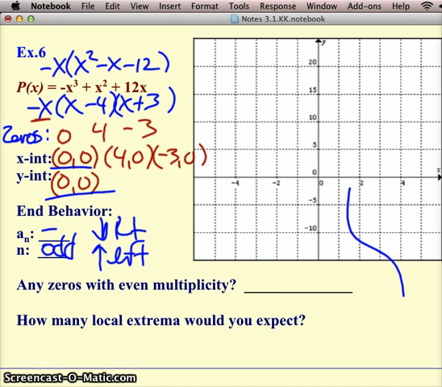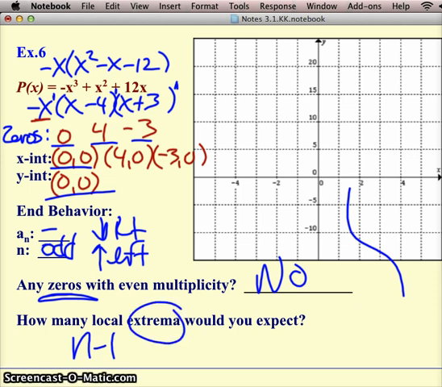Any zeros with even multiplicity? And when we say zeros, we're actually saying, does the 0 show up more than once in the list? Which it doesn't. It's the same as saying, what's the exponent on each factor? Well, they all have exponent 1, so this is a no. Extrema, 1 less than the degree, so it's degree 3, 2 changes in direction. Now, once again, I'm going to get things plotted and see what I've got going on here. So, intercepts. And behavior. Well, if you think about behavior, it says it's going to fall right and rise left.